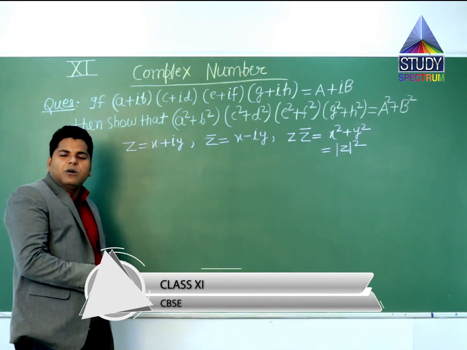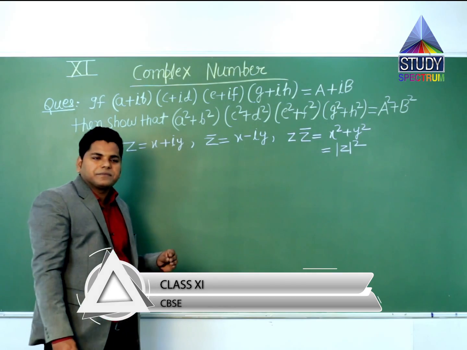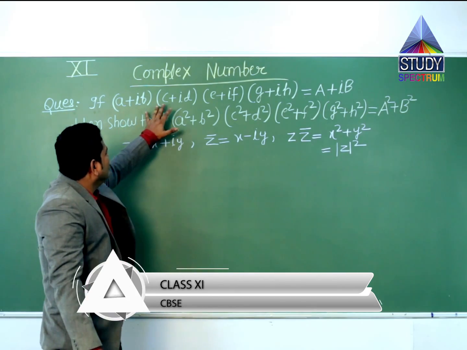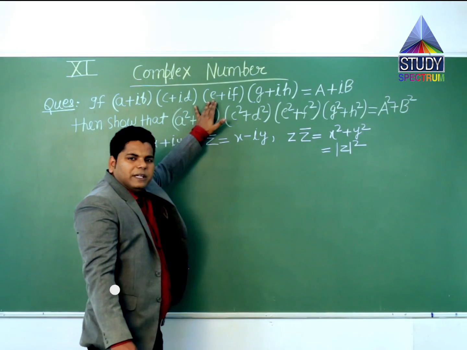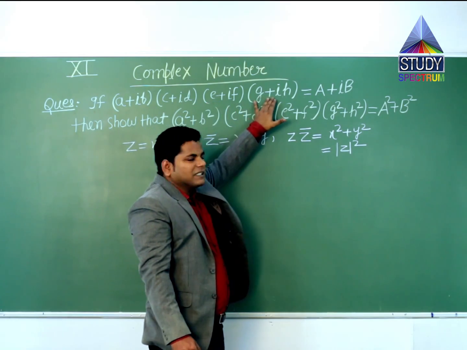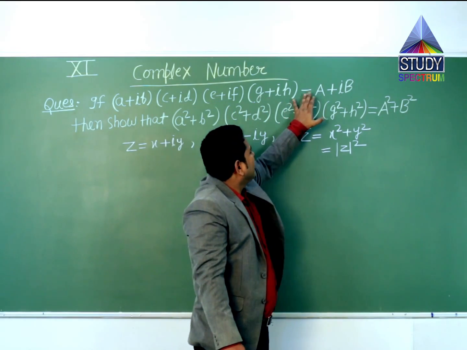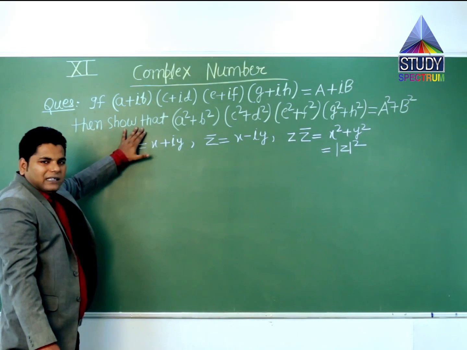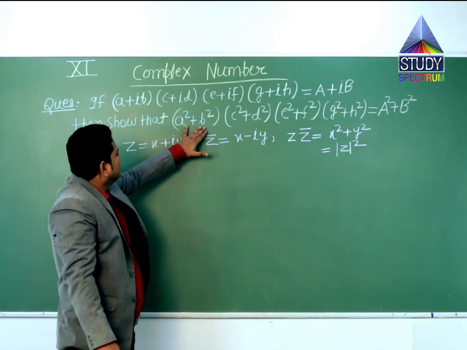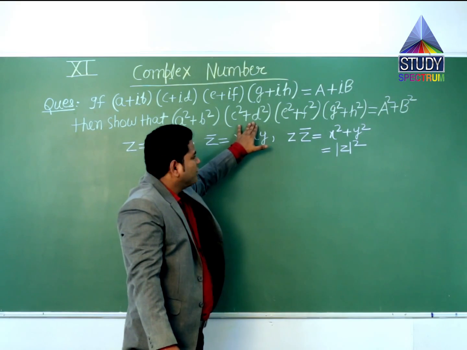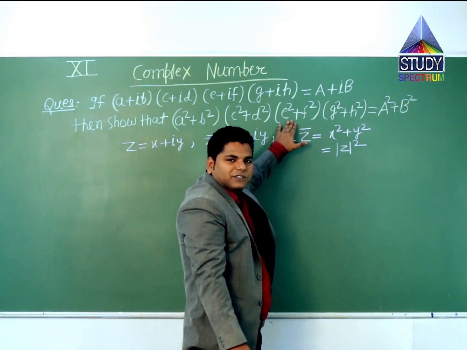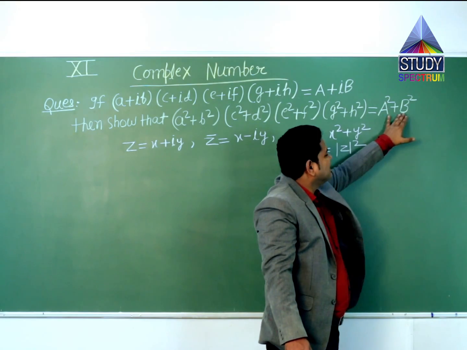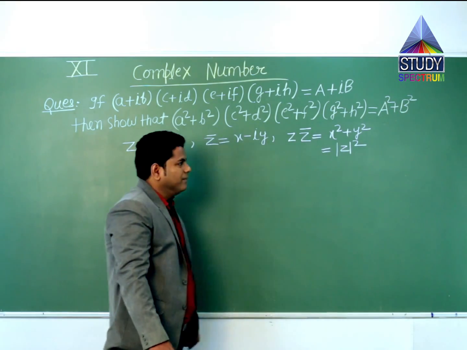Okay, now let's begin with the question. If (a plus ib) into (c plus id) into (e plus if) into (g plus ih) equal to capital A plus i capital B, then show that (a square plus b square) into (c square plus d square) into (e square plus f square) into (g square plus h square) equal to capital A square plus capital B square.